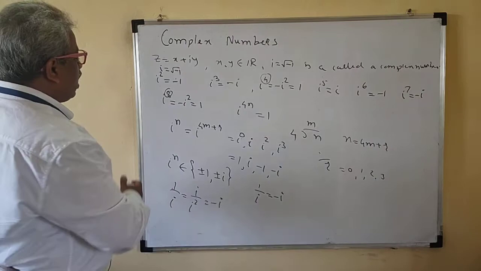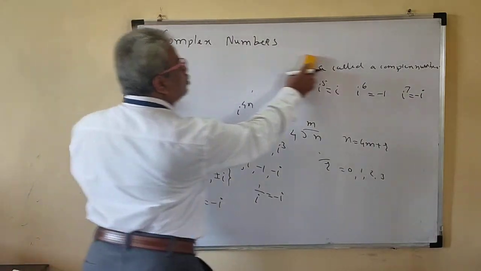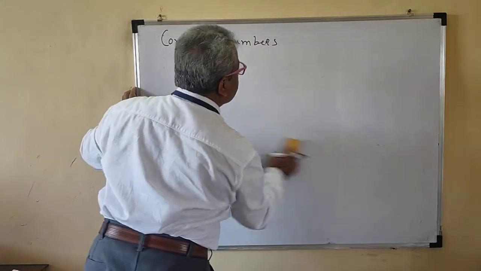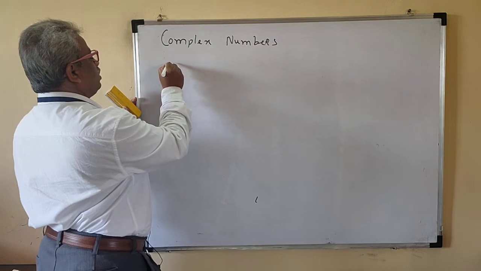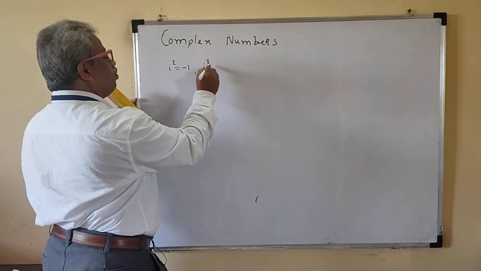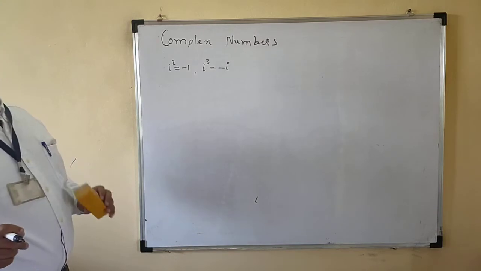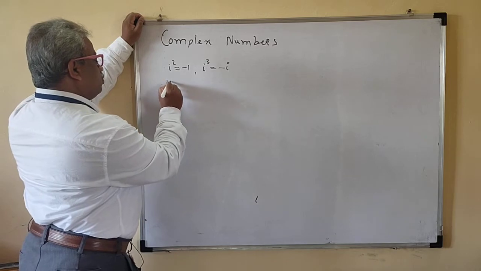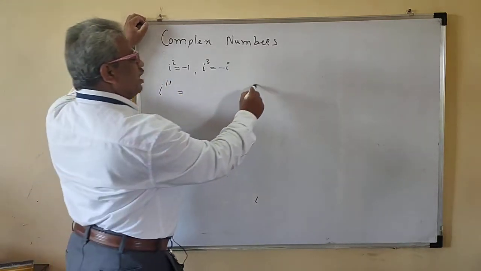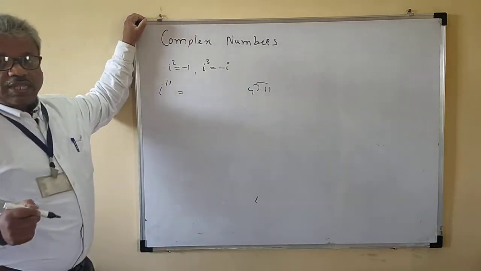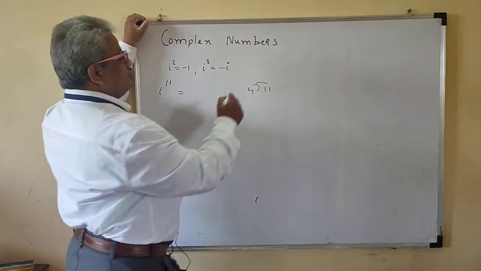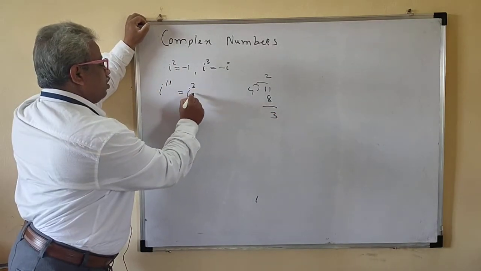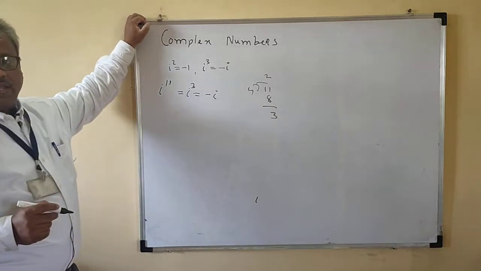Okay. So if you want to find i to the power 10, i to the power 11, you should remember at least this: i square is minus 1 and i cube is minus i. Remember only this. So now if you want to find i to the power 11, divide 11 by 4. What is the remainder? 2 times 4 is 8, so the remainder is 3. So this is i cube, and i cube is minus i.